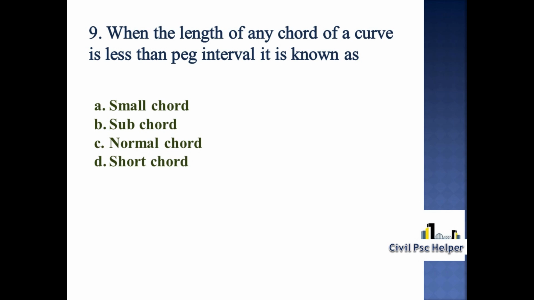Ninth question. When the length of any chord of a curve is less than the peg interval, it is known as? Option A small chord, option B subchord, option C normal chord, option D short chord. When the length of any chord of a curve is less than the peg interval, it is known as subchord. Option B is correct.